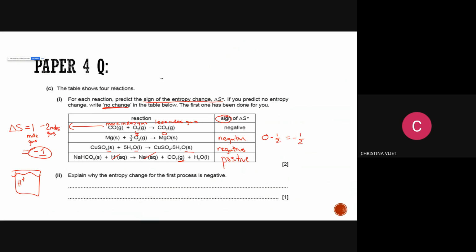Yes? All right. Why is the entropy change for the first process negative? What's the way that they want us to respond to that? The products have less moles of gas. That's literally the way you respond: you count the amount of moles of gas on each side. The products have less moles of gas. That's how they would award the mark. So if gases are involved, you literally just count the moles of gas to get your answer. Which side has more moles, which side has less moles, and that gives you the answer.